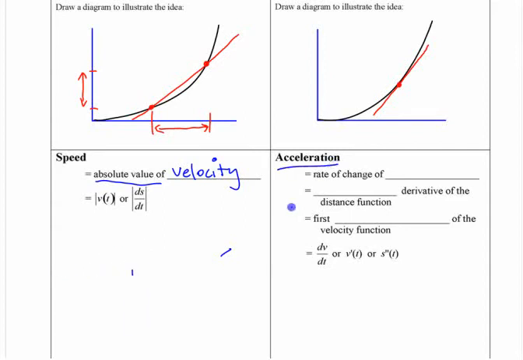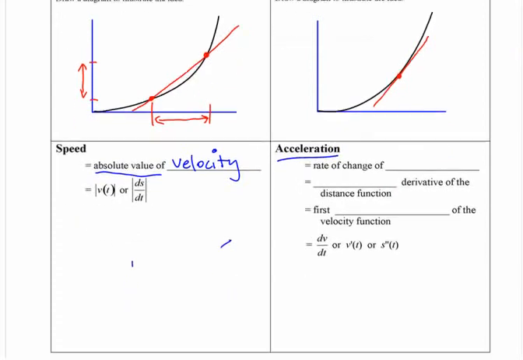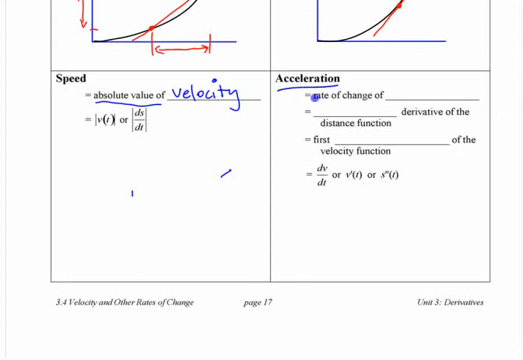Acceleration. Acceleration, you probably know from your work in physics and maybe other science courses. Acceleration is the rate of change of what? Velocity. So it's actually the second derivative of the distance function. Second derivative. Or the first derivative of the velocity function. Right? So symbolically, that's what it says there.